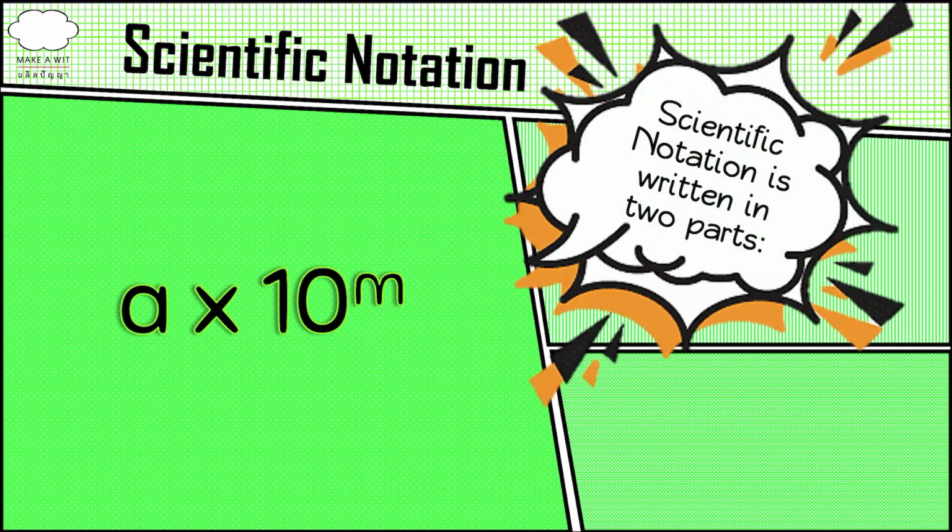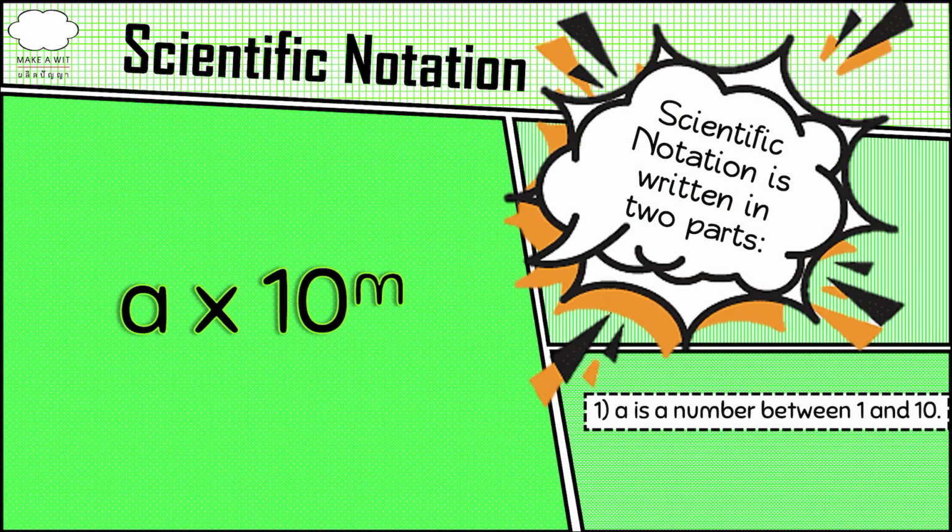Now scientific notation is written in two parts. Do you see? A is part 1, part 2 will be the power of 10. Now part 1, a is a number between 1 and 10. It will be decimal. Okay, decimal. 1 and 10. It cannot be less than 1 and it cannot be 10.